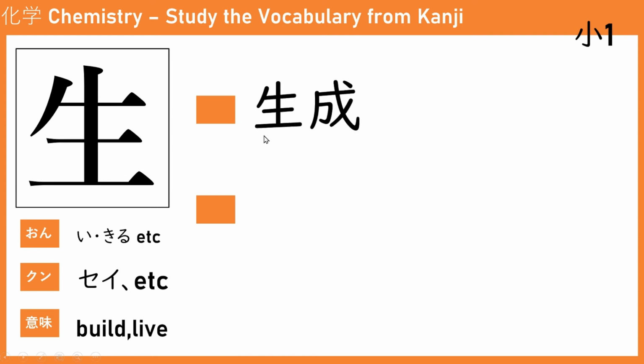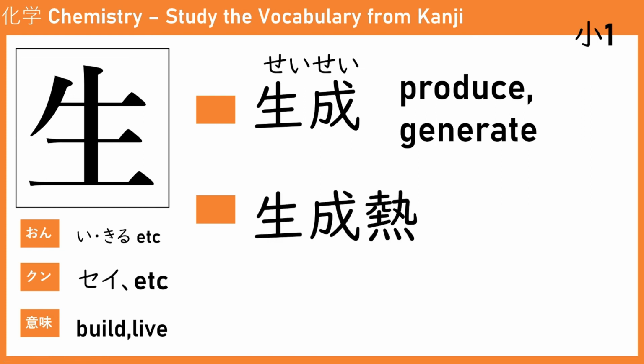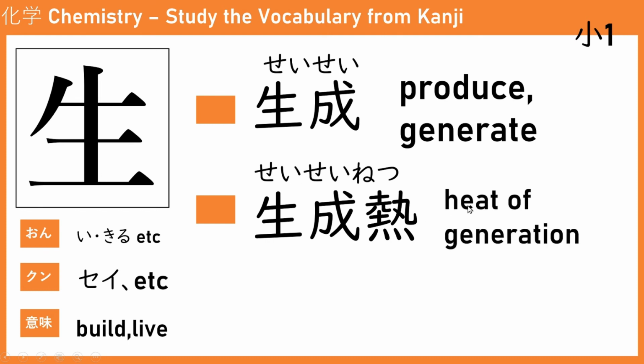We start with the first one, seisei. Seisei means to produce or to generate. Seisei suru means you generate something. In this case, for the heat, we have seisei netsu, the heat of generation, which means the amount of heat generated when you generate 1 mole of something in a reaction.